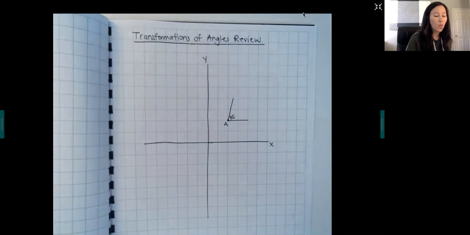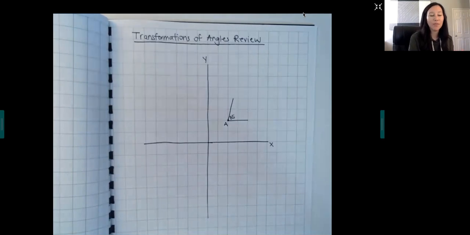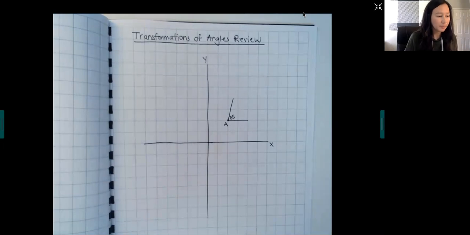So the first one was a translation. Like you've learned about translating figures, you're literally just sliding the object. It's a slide, you're picking it up and you're moving it however many units up and however many units over that they tell us. So here I drew an angle.